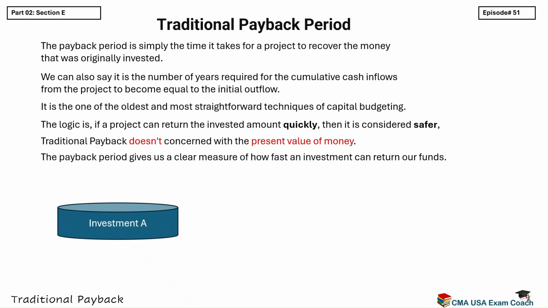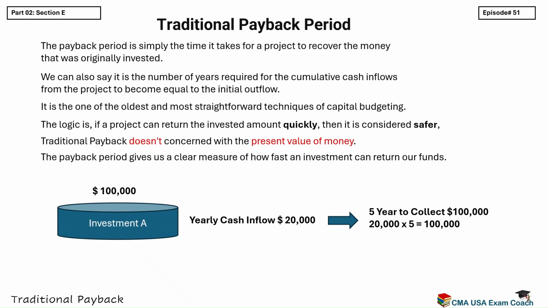To understand this more clearly, let us take a very simple example. Suppose we have invested $100,000 in a project. Every year, the project generates a cash inflow of $20,000. If we keep receiving $20,000 each year, then in 5 years we will collect a total of $100,000. That means, by the end of the 5th year, we have fully recovered our investment. So here, the payback period is 5 years. But it does not stop there. After the 5th year, the project may still continue to generate cash inflows. All those additional inflows after the payback period are considered as extra returns or profit from the investment.